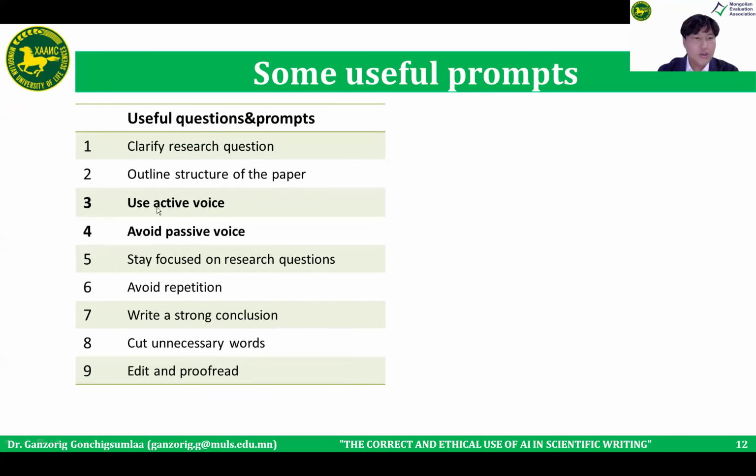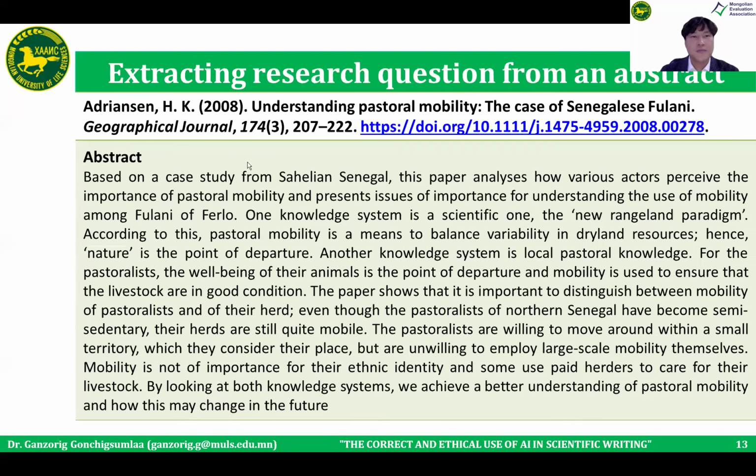Or you can say, use active voice, avoid passive voice, this kind of prompt, when they give you answers, and stay focused on the research question and avoid repetition. Write a strong conclusion, cut down unnecessary words. For example, this is very good for writing English texts. Unnecessary words, unnecessary ideas, or whatever, they can cut or make it short, or they can also expand. And they can also edit and proofread. But again, someone has to really check it. I never trust AI, but an expert can check it.